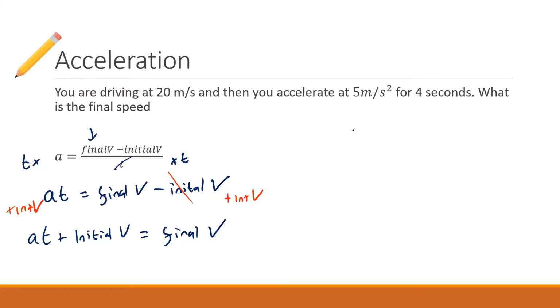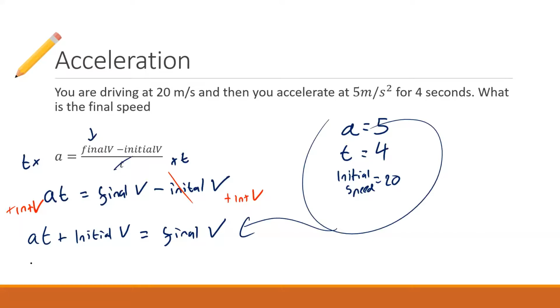Now, can you guys tell me what's the acceleration? 5 meters per second squared. What is the time? 4 seconds. And what is the initial speed? 20. So if I substitute all these values in here, I get 5 times 4 plus the initial speed, which is 20.